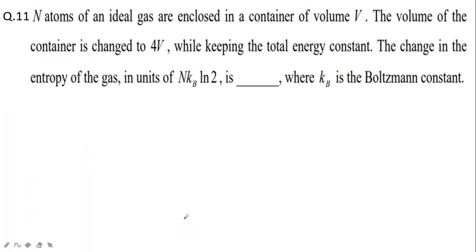Next question is question number 11, which says n atoms of an ideal gas are enclosed in a container of volume V. The volume of the container is changed to 4V while keeping the total energy constant. The change in the entropy of the gas in units of NkB ln 2 is.